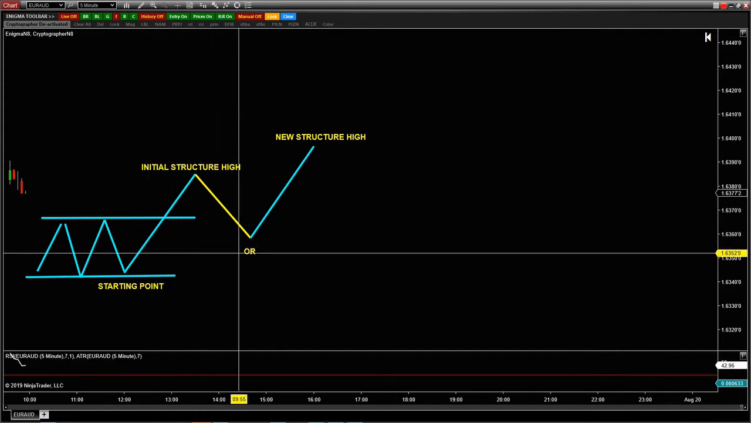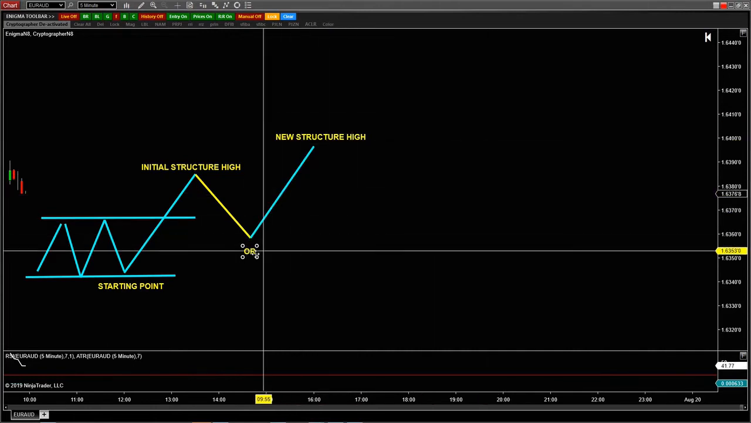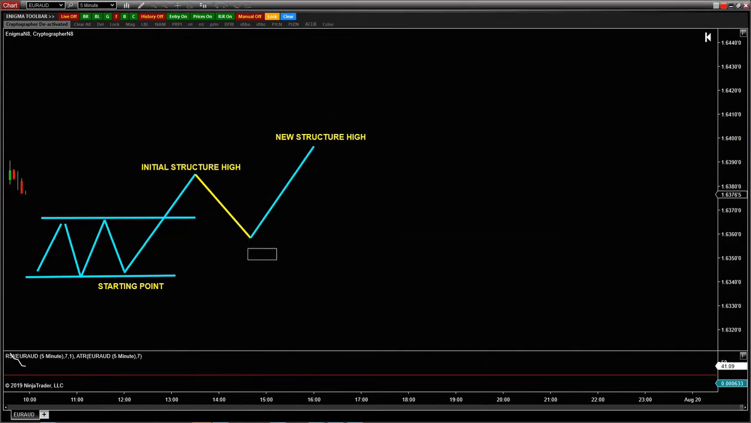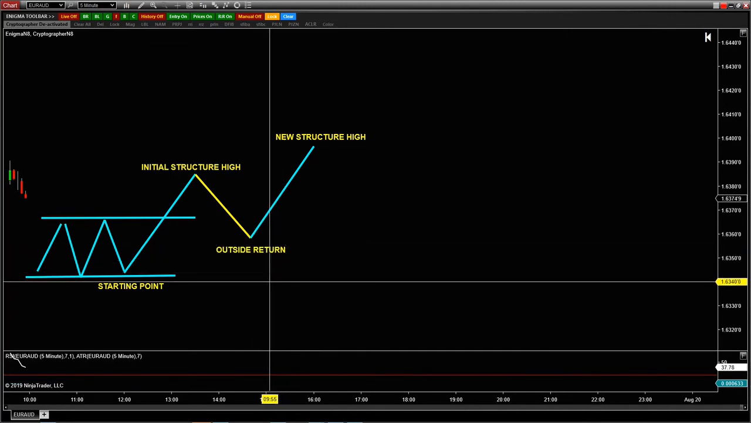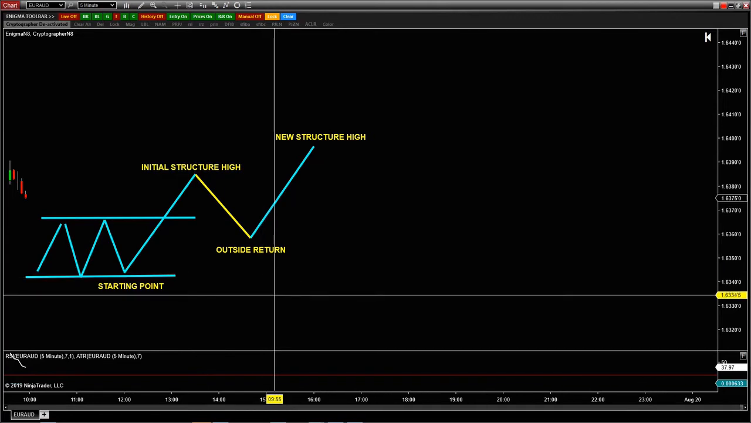Yeah, I got lazy with that. This should be outside return. I'll fix it. I'm not really good at spelling, so I'm always afraid I'm going to make a typo and you guys are going to judge me. So I try to abbreviate as much as I can. I'm not good at English or writing or anything else more than trading. But yeah, outside return.